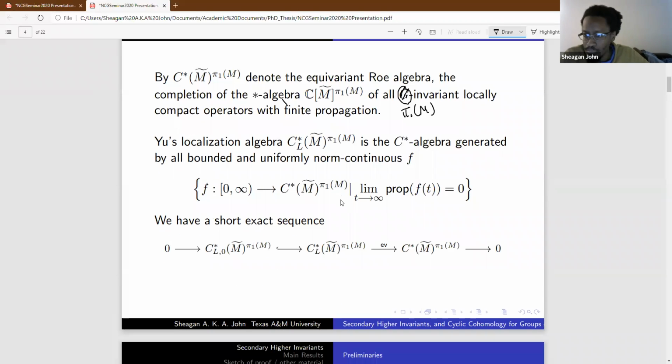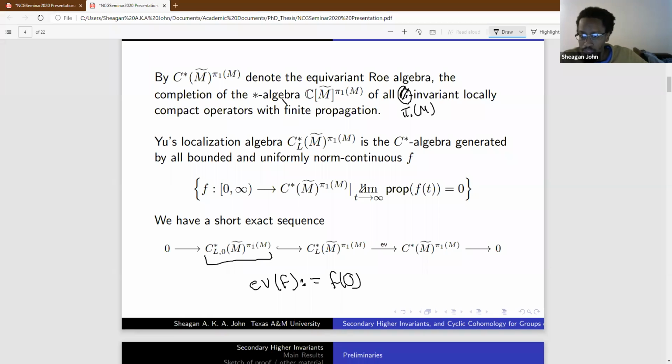Now, what I'm going to be particularly interested in is this algebra here, which is the kernel of our evaluation map, where the evaluation map of f is just going to be f at 0. And this forms an ideal of Yu's localization algebra. Okay, so that's the background, and we'll be taking a look at these two algebras in general.